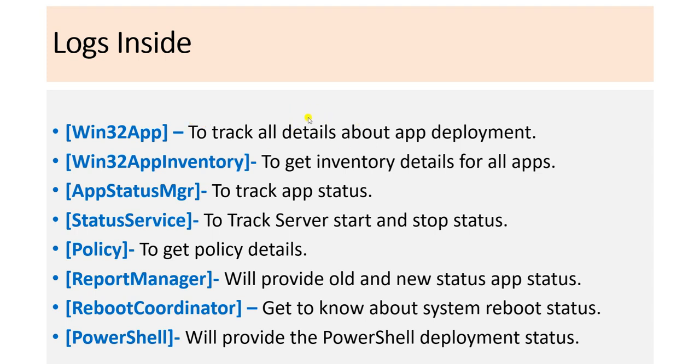Most of the time we are going to utilize this log. App inventory gets the app inventory details for all apps, like what inventories we have about the apps. App status message tracks the app status. Status service tracks the start and stop of the service on the desktop or end-user device. To check whether your device got the policy or not, you can check the hashtag policy. Report manager will provide you the old and the new status of the app.